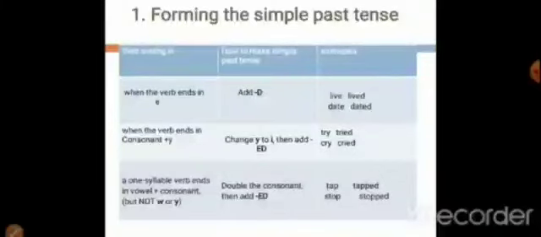A one-syllable verb ends in vowel and consonant, but it should not be W or Y. Now what are we going to do? We will double the consonant, then add ED. How? T-A-P, tap. We have a vowel A and last is a consonant P. What we have to do? We have to double the consonant. T-A-P-P-E-D, tapped. So P is doubled. S-T-O-P, stop, will become S-T-O-P-P-E-D, stopped. So these are the ways in which simple past tense is formed by adding ed.